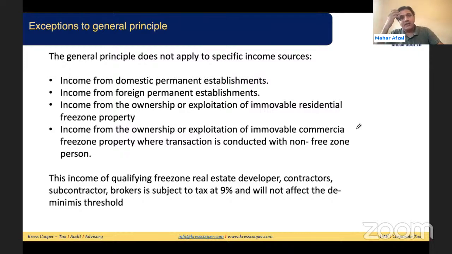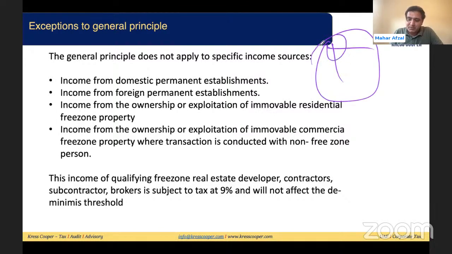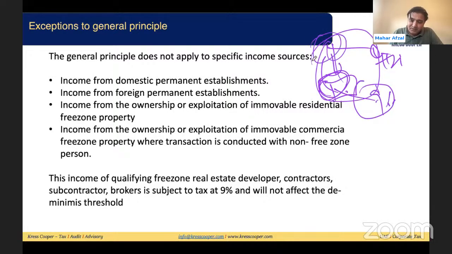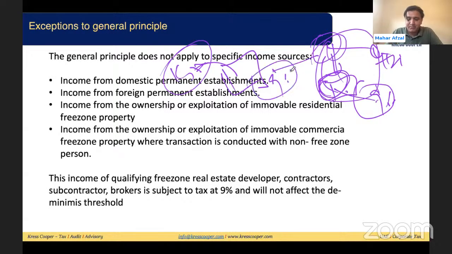This is the general principle, but there are some exceptions. What are the exceptions? The exceptions are if the qualifying free zone person is earning any income from a domestic PE. There is one company, a free zone company, a qualifying free zone person. This company has a branch on the UAE mainland. Any income generated from that branch becomes a domestic PE income. It will be straightforward, subject to tax at 9%. Even if this company has a branch outside the UAE, somewhere in KSA, Egypt, anywhere across the globe, this will become a PE, called a foreign PE. The income will be subject to tax, straightforward, at 9%.